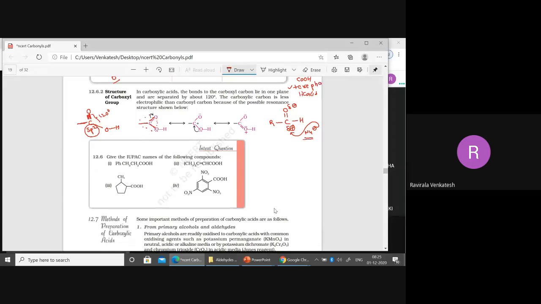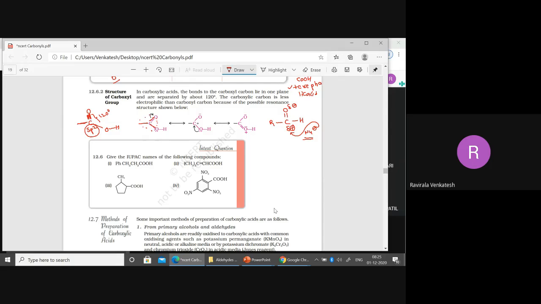Which type of reaction? Because of this, nucleophilic addition reaction. Nucleophilic addition. Because of this reason, nucleophilic additions take place on the carbonyl compound.